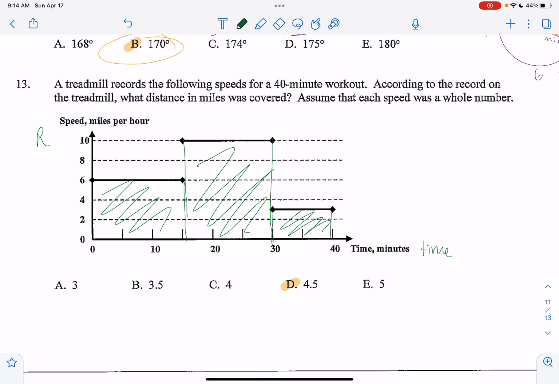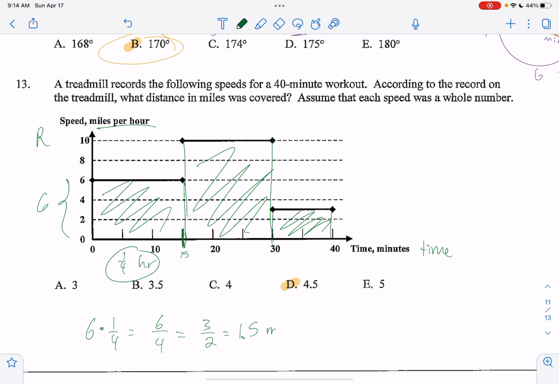Now, one thing to keep in mind is that you have miles per hour. So here, this is 15 minutes, or 1/4 of an hour. So you have 1/4 times 6. That's 6 over 4, or 3 over 2, or 1.5. So I have that there.